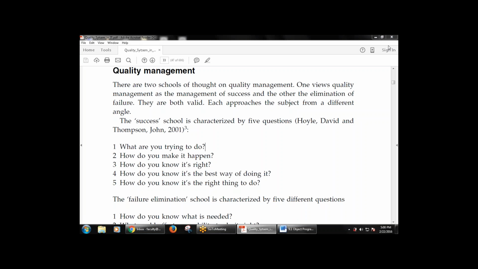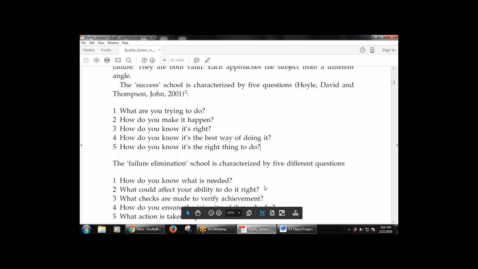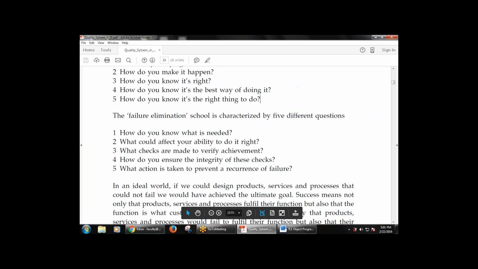So these are the 5 questions. That is, what are you trying to do? What are the various failures? The failure elimination is discussed or characterized by 5 different questions.